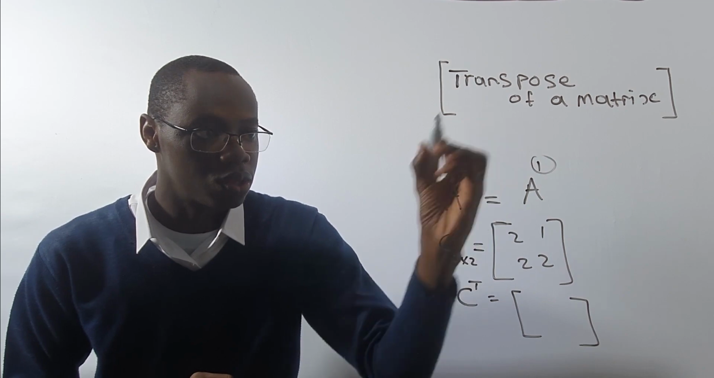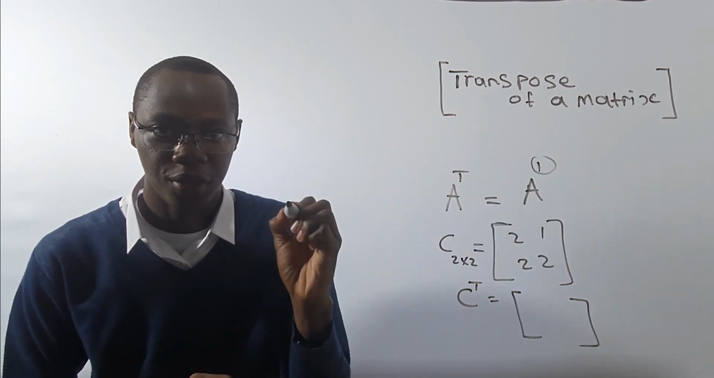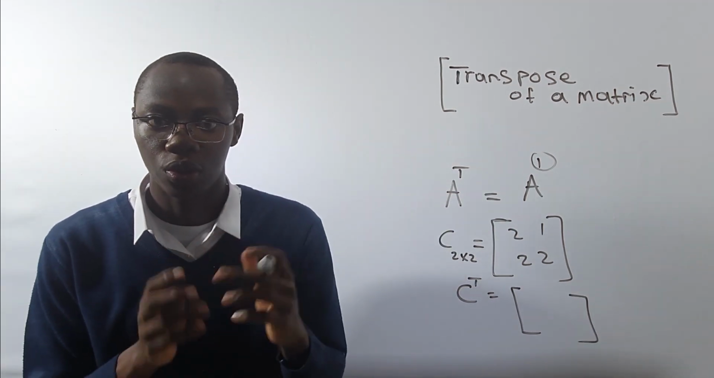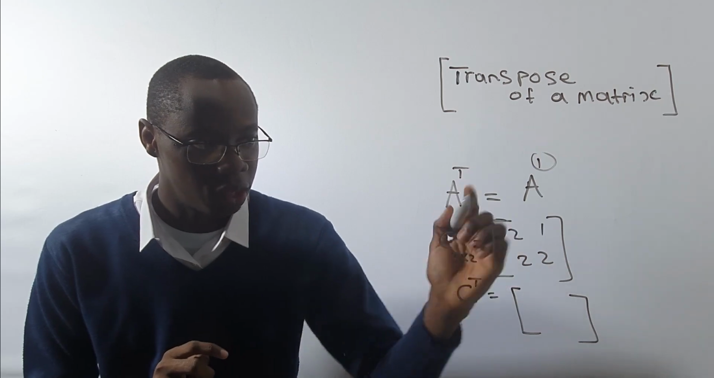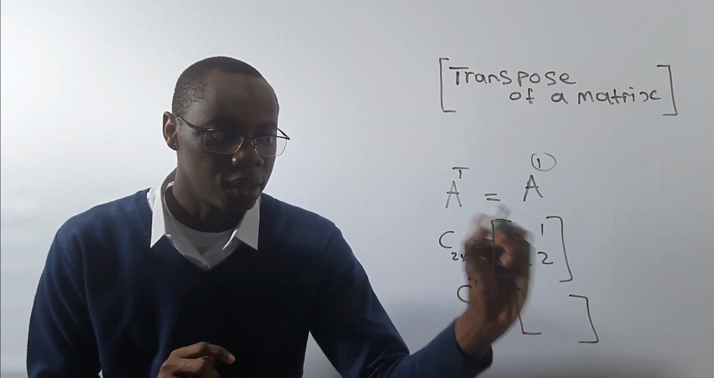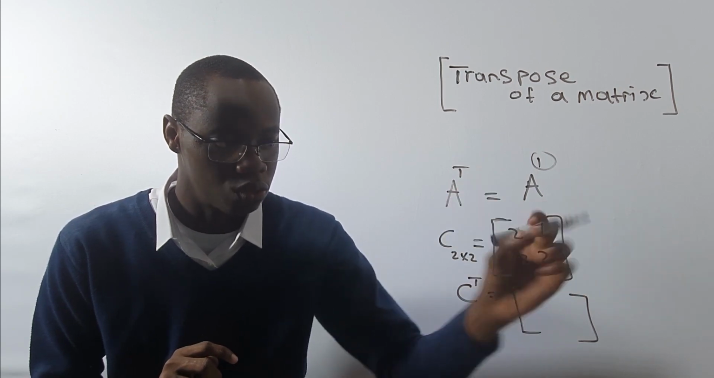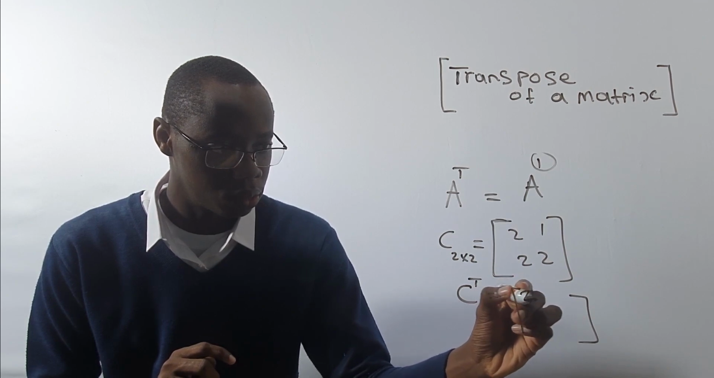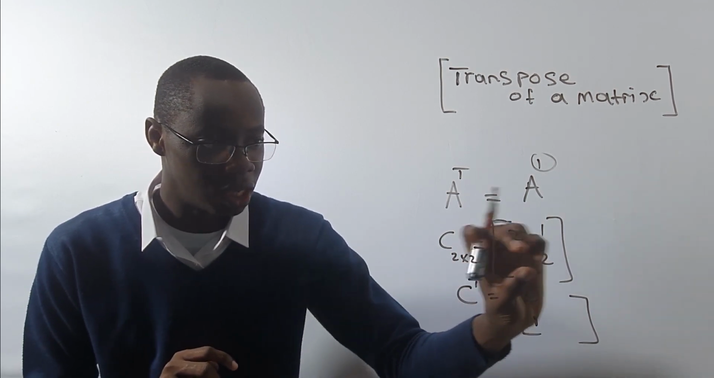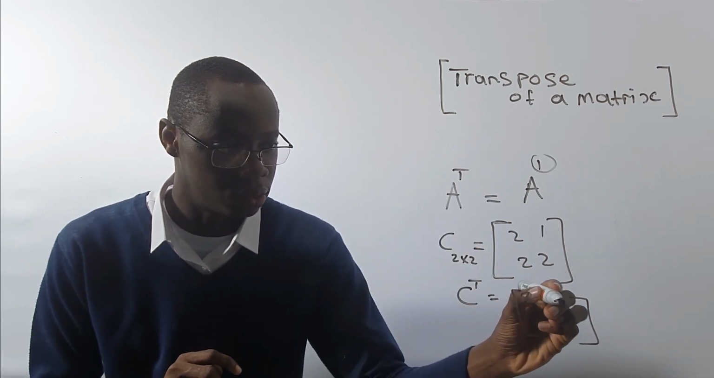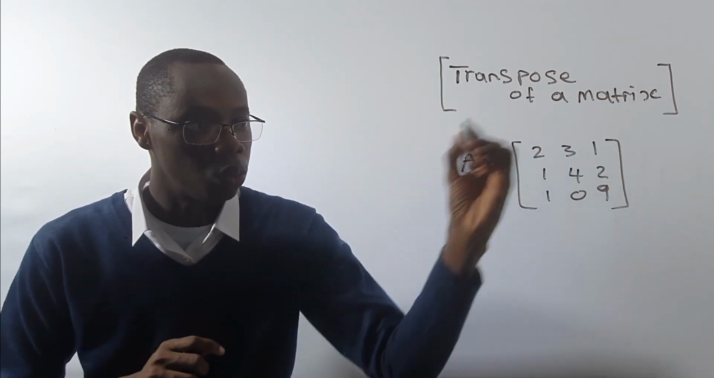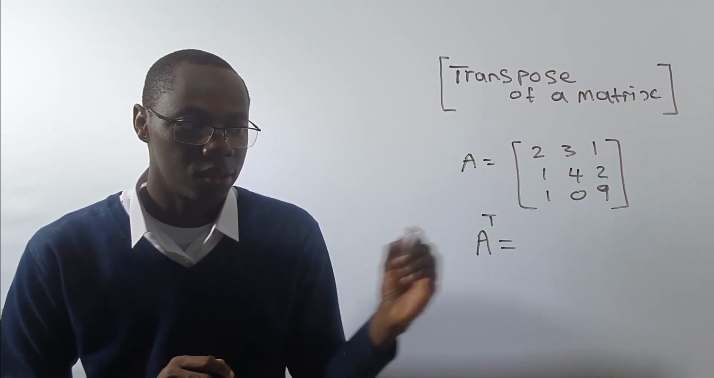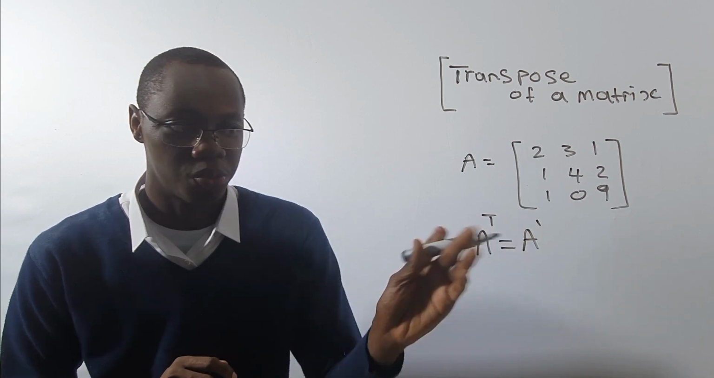The transpose of a matrix refers to interchanging the row and the column. It means turn row into column. So now this is the first row, 2 and 1. Let's turn this first row into a column. So 2 and 1 becomes a column. And the last row, 2 and 2, let's turn that into a column too, 2 and 2. So what is the transpose of A?